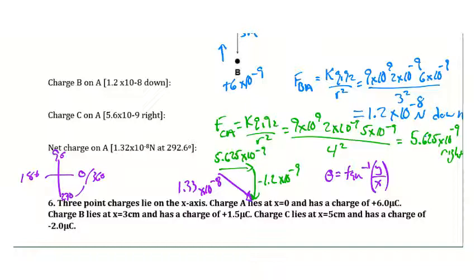So let's go ahead and plug that in. You must do y over x. You must have the negative signs. Negative 1.2 times 10 to the negative 9 over right is positive, so we can just do the 5.625.